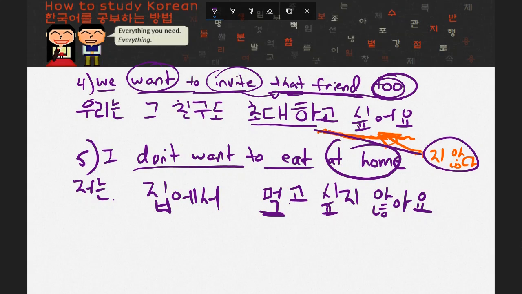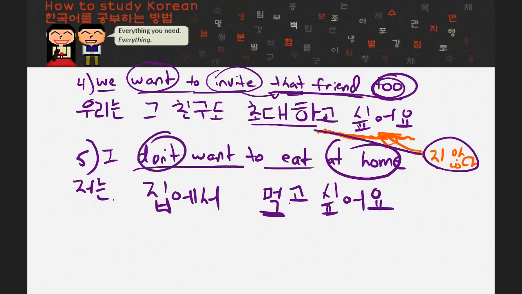I should point out that you don't necessarily need to use this 지 않다 form, and I'm going to say this just because I'm afraid that I'm going to get questions about this. You could finish the sentence like this, and also, you have to indicate that you don't want to do it. So you could put this negative on here. So you could say, 저는 집에서 안 먹고 싶어요.